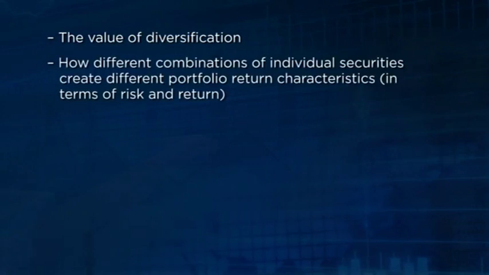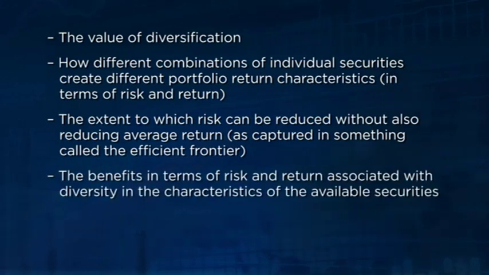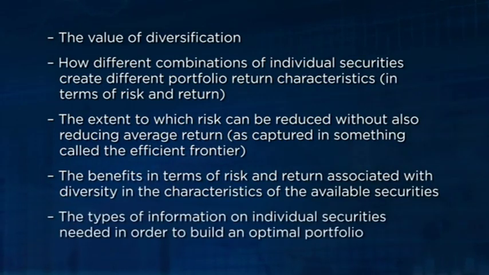In this lecture, we'll examine the following topics: the value of diversification, how different combinations of individual securities create different portfolio return characteristics in terms of risk and return, and the extent to which risk can be reduced without also reducing average return, as captured in something called the efficient frontier. We'll also look at the benefits in terms of risk and return associated with diversifying the characteristics given available securities. We'll also look at the type of information on individual securities needed in order to build an optimal portfolio.